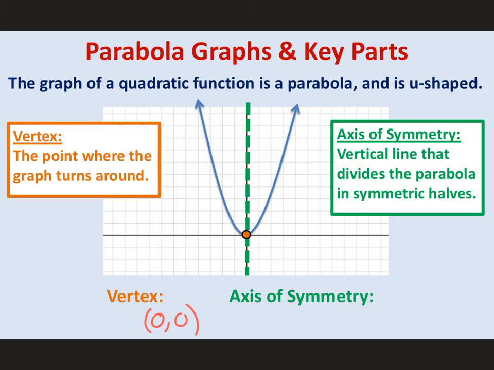The other key feature we have shown here is the axis of symmetry. The axis of symmetry is this invisible line that divides our parabola into two equal halves. It cuts through the vertex. It cuts through the middle of the graph. And so if you know the vertex, you actually know the axis of symmetry. The axis of symmetry is just x equals the x value of the vertex.